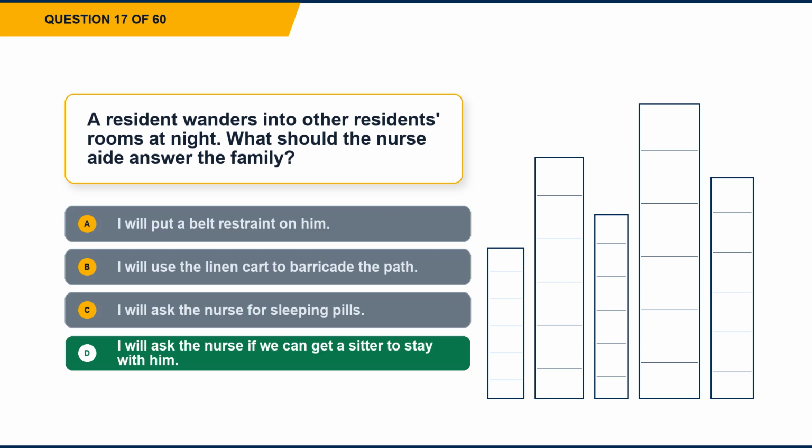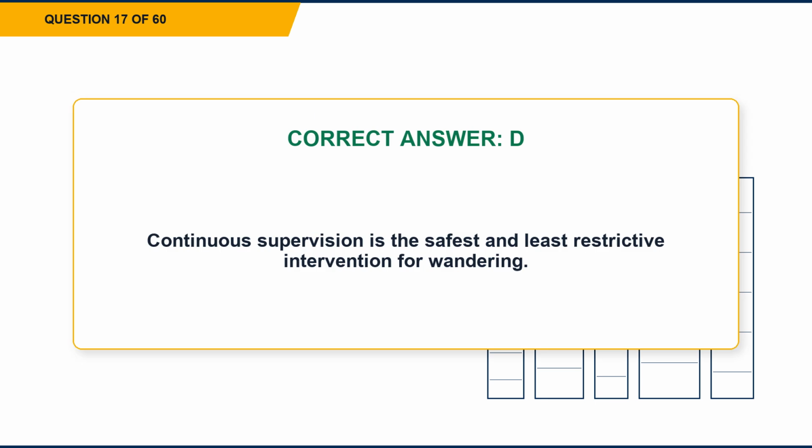The correct answer is option D, I will ask the nurse if we can get a sitter to stay with him. Explanation: continuous supervision is the safest and least restrictive intervention for wandering.